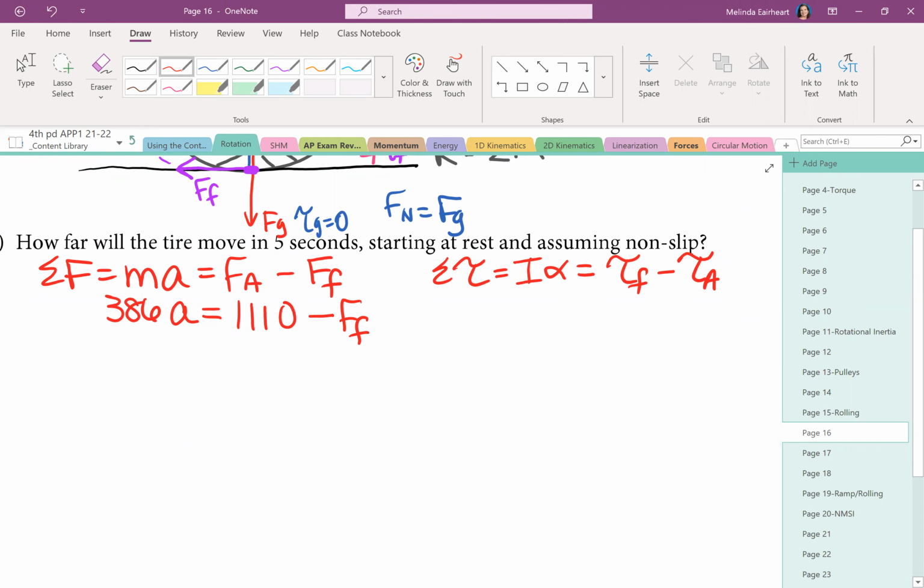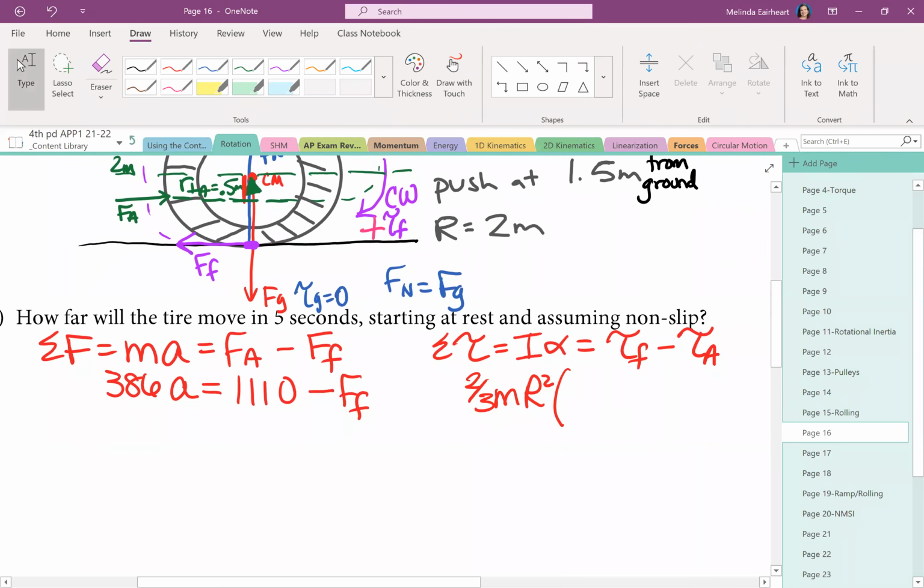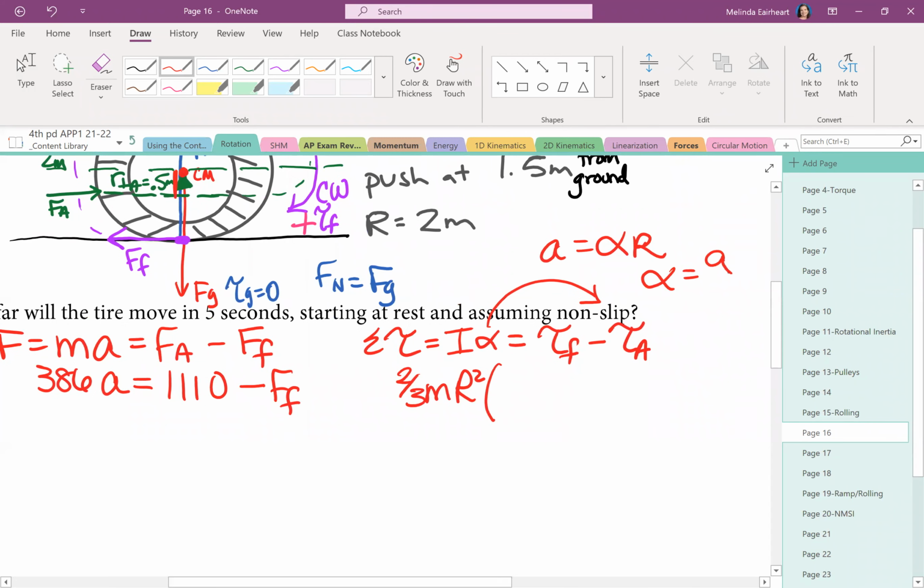And so net torque, I, they said is 2/3 mr squared. Alpha, if it's non-slip, then A equals alpha times R. And so we can plug in alpha equals A over R. And we'll use the full radius since that's the point touching the surface there. And the 2/3 is based on the full radius. And so A over R. And already right there, what do we notice? One set of R's cancels.